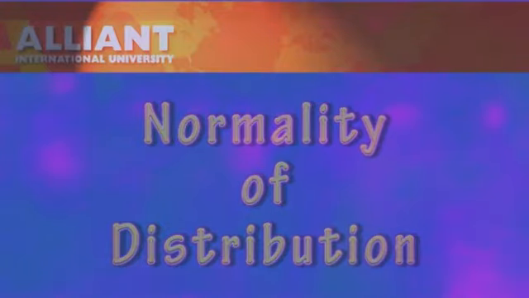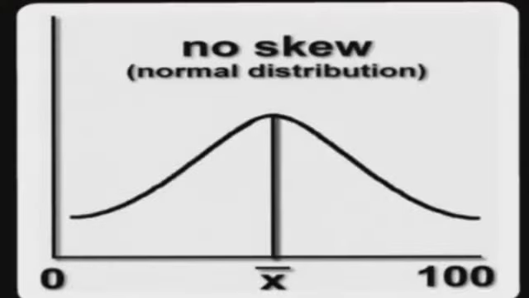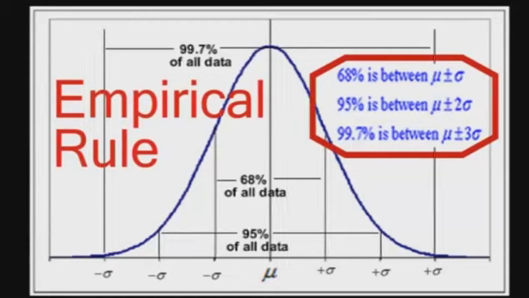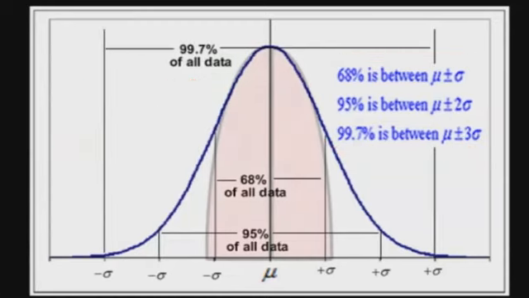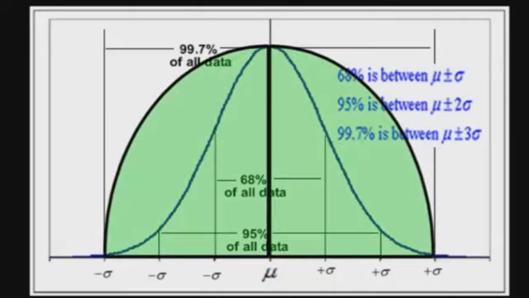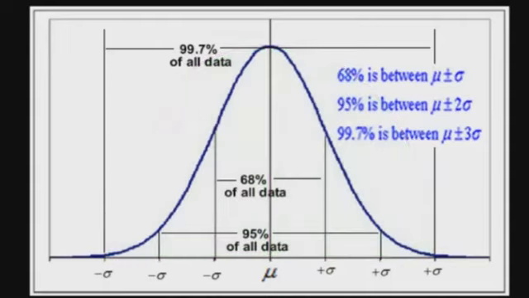Normality of distribution refers to your population being symmetric with no skewness or kurtosis. When it's symmetric like this, it means that your mean, median, and mode are in the middle of your distribution, and your standard deviations allow for 68% of the data points to fall within plus or minus 1 standard deviation, 95% of your data to fall between plus or minus 2 standard deviations, and lastly, 99.7% of your data to fall between plus or minus 3 standard deviations.